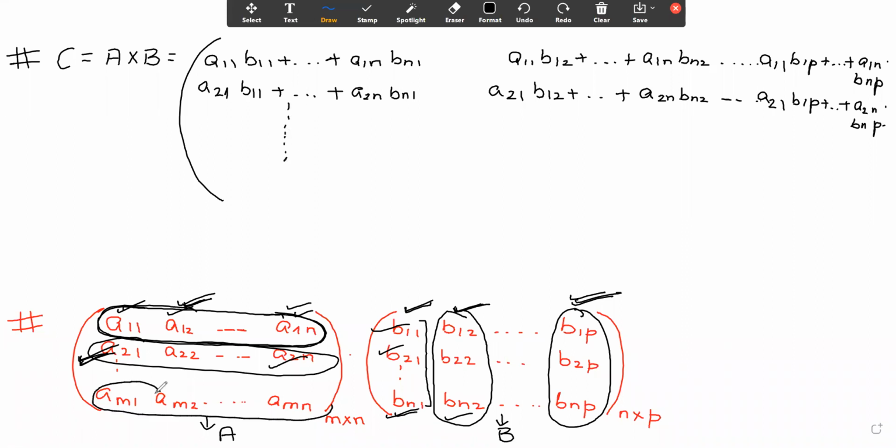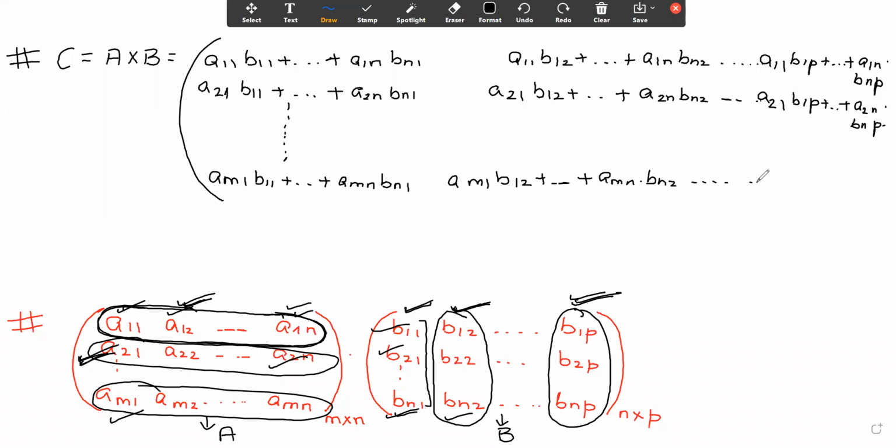Last row multiplied by the first column. So AM1 times B11 plus AMN times BN1. Then the last row multiplied by the second column. So AM1 times B12, plus I can extend it to AMN times BN2.